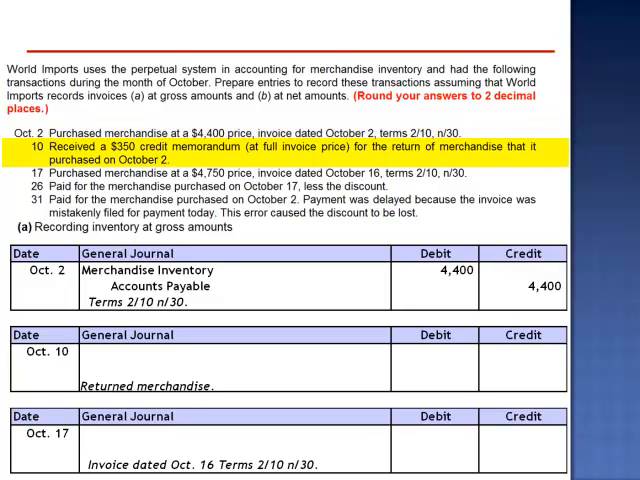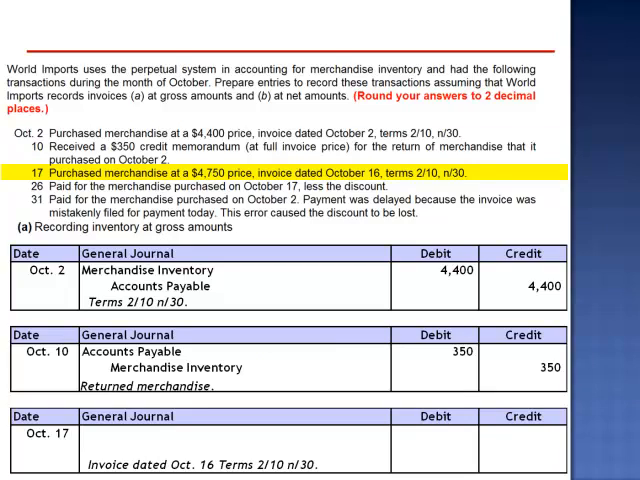On October 10th, received a $350 credit memorandum at the full invoice price for the return of merchandise that it purchased on October 2nd. This transaction reduces accounts payable. We debit accounts payable $350 and reduce the value of the inventory, credit merchandise inventory, for $350. Both the purchase and the return are recorded at the gross invoice price.